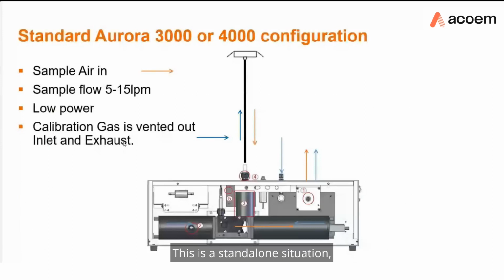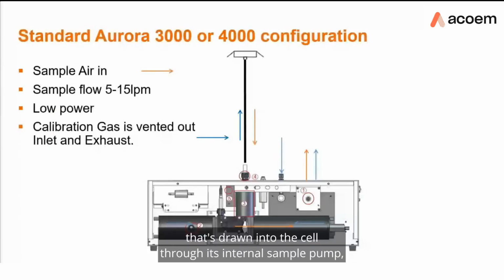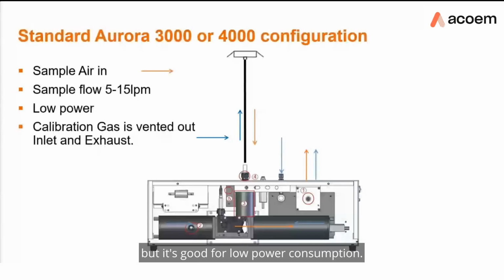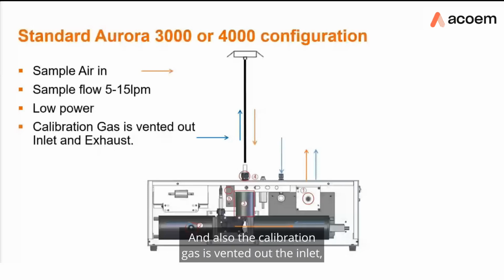This is a standalone situation where the sample inlet is drawn into the cell through its internal sample pump. It's just a low power blower motor. It has 5 to 15 litres per minute, but unfortunately that flow is not regulated or controlled, so restrictions in the inlet can affect your flow, but it is good for low power consumption. And also the calibration gas is vented out the inlet as well as out of the exhaust. This is the simplest configuration.